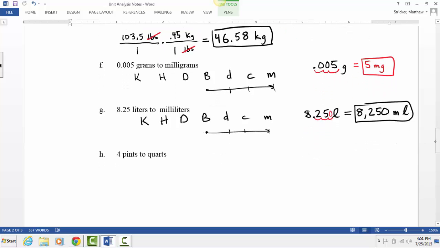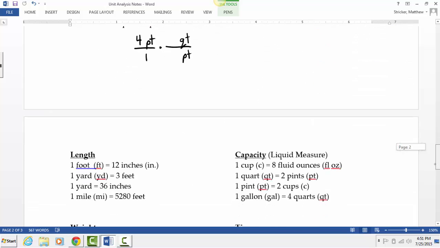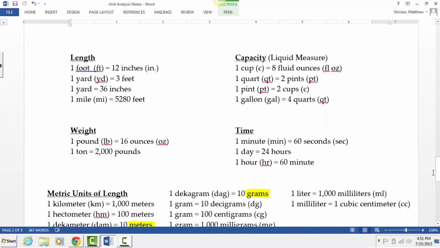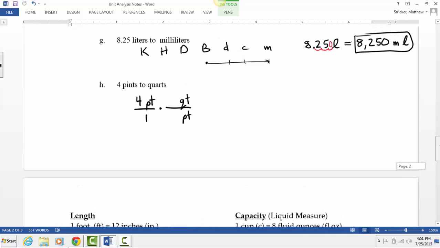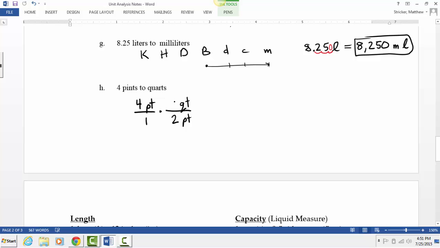We have one more example here. We have pints to quarts. So we have 4 pints over 1 times pints on the bottom, quarts on the top. We'll go look at our chart, pints and quarts. 2 pints per 1 quart. 2 pints on the bottom, 1 quart on the top. Pints cancel. 2 goes into 4 twice. And so when I go to multiply, this becomes 2 quarts.